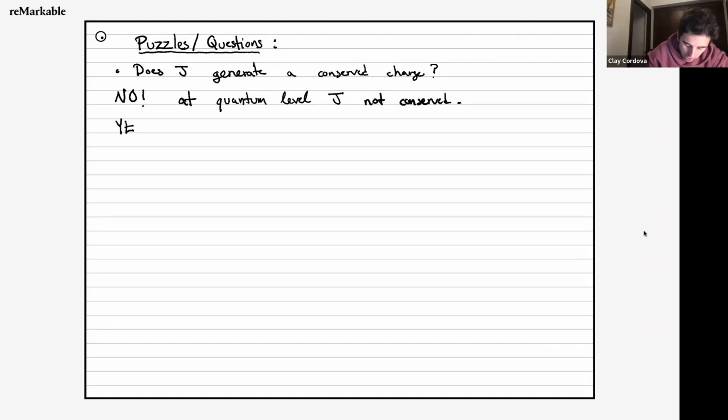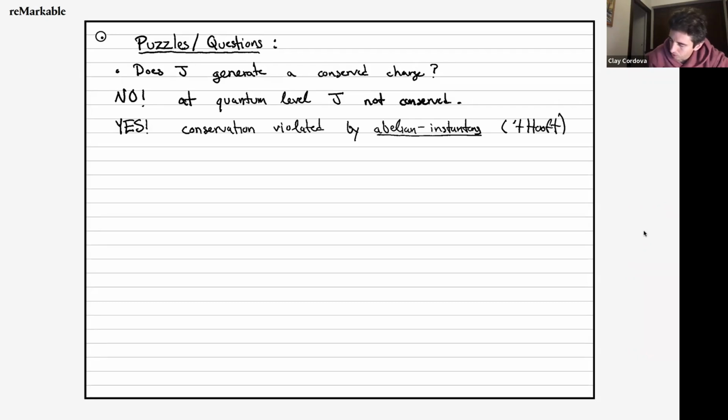So maybe a smarter answer is yes. Why would you answer yes? The reason is that the conservation is violated by abelian instantons. So this is 't Hooft. What do I mean by that?